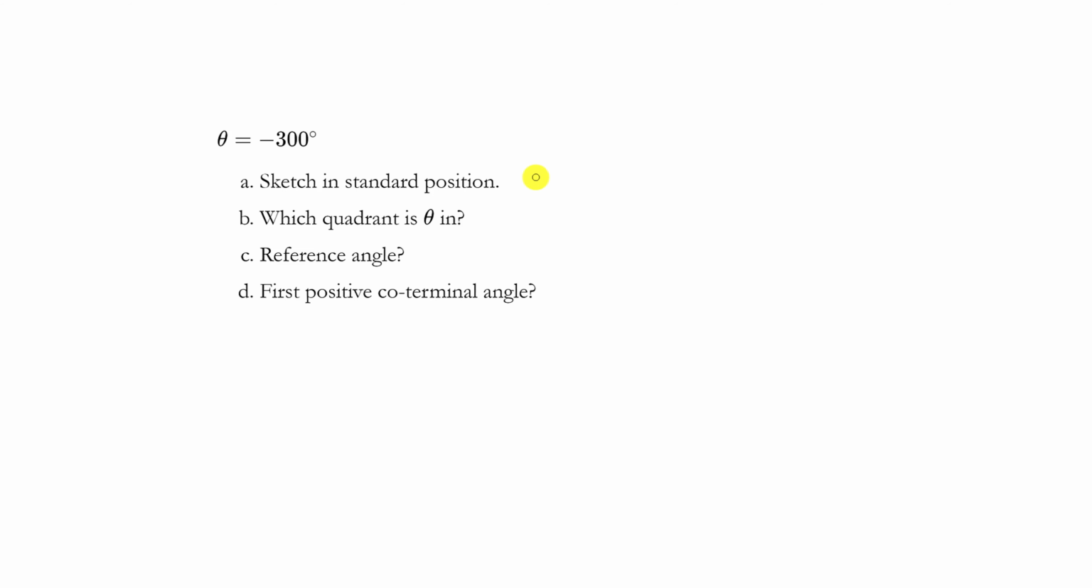Let's sketch theta equals negative 300 in standard position. Negative means we go clockwise, backwards. So 300 is 90, 180, 270, all the way to 300. 30 more here, which means the reference angle is 60.